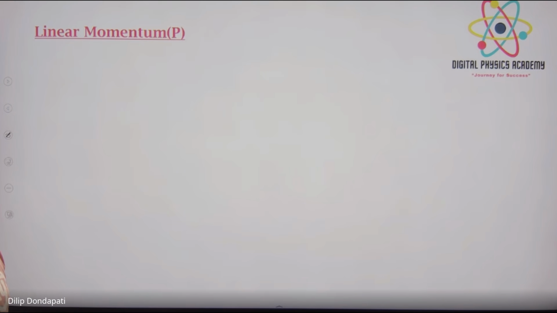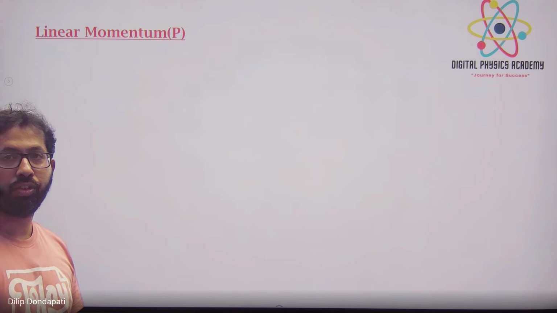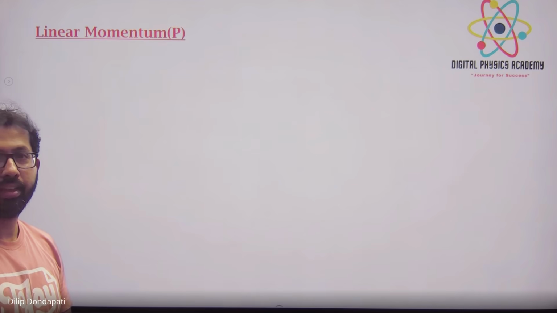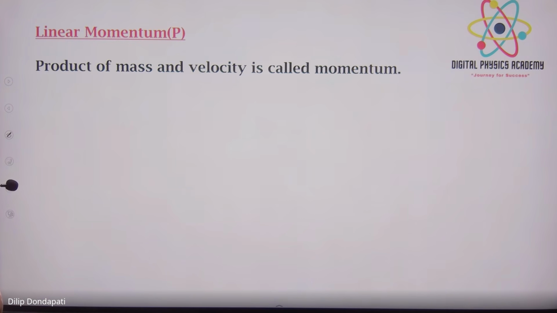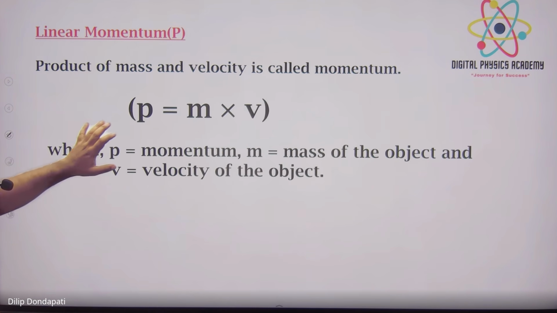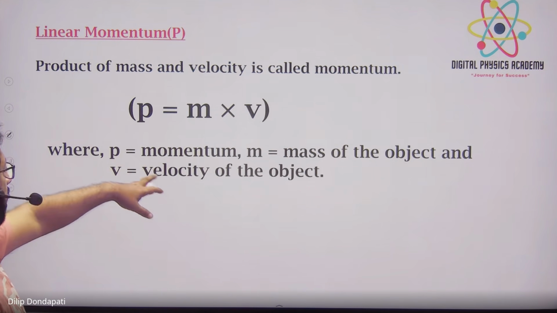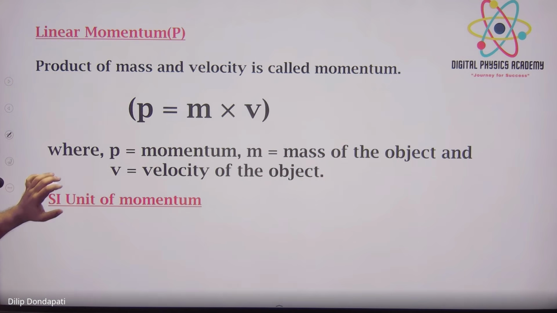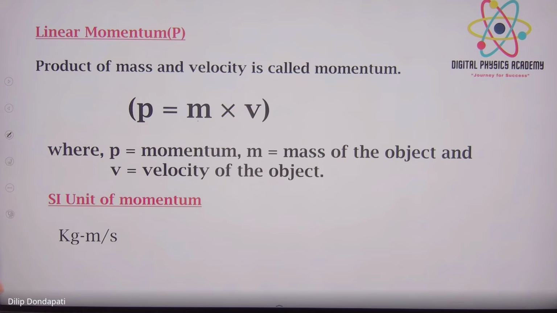Linear momentum. So, you know momentum. Momentum is the product of mass and velocity. Do you remember? Mass and velocity. We represent momentum as p, and the formula is p equals m into v. m is mass, v is velocity, and p is called momentum. And the SI unit, by seeing the formula, we can tell: kg meter per second. Basic thing we know.